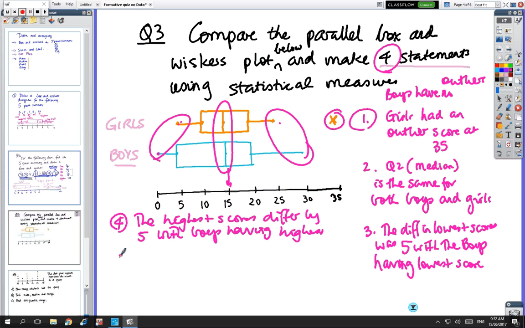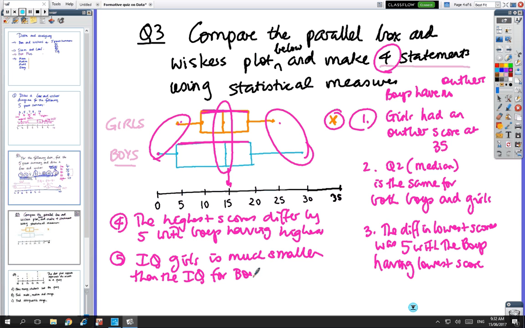We could say that the interquartile range for girls, this box here, is much smaller than that box, so the interquartile range for girls is much smaller than the boys. Again, there's lots of things. You could say that the bottom 25% of the girls ranges from 5 to 10, whereas the bottom 25% of the boys ranges from 0 to 5. We could say that Q3 was the same for both, but there's a difference in Q1.